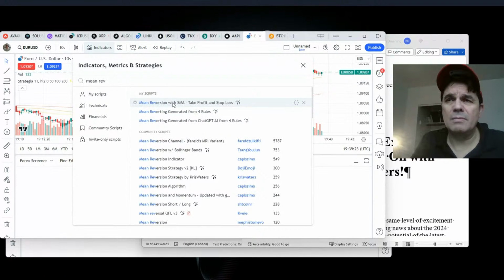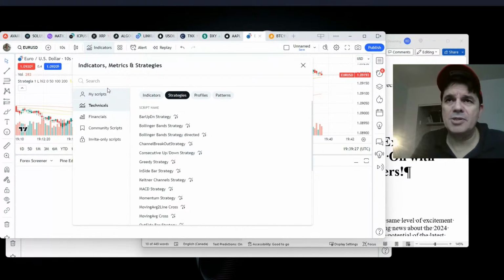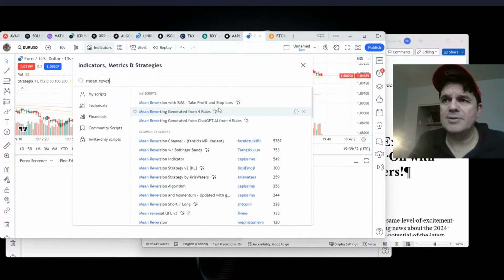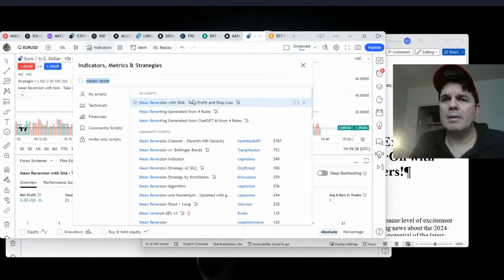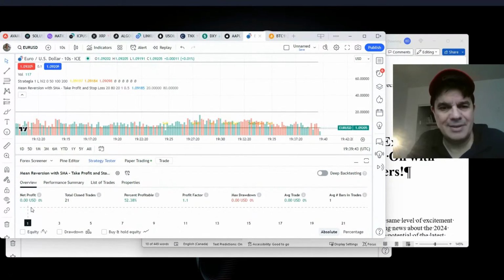Let's try this one. Hang on here. Let me just make sure we're getting, yeah, so it's a strategy, mean reverting. Okay, so let's go with this one. We could also go with this one, mean reverting, but let's just go with this one. Okay, so there you go. So now we've loaded up our new backtesting.